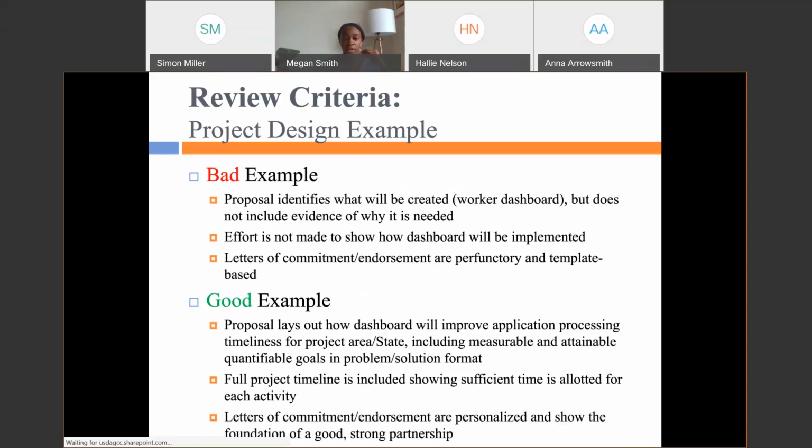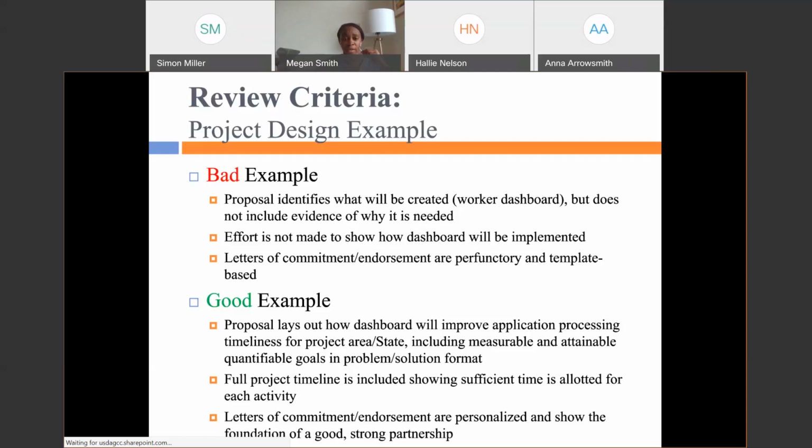A bad example might include the proposal identifies what will be created, for example, the worker dashboard, but does not include evidence of why it is needed. Or a proposal identifies what will be created, again, the worker dashboard, but does not include how the dashboard will be implemented. And lastly, a proposal includes the letters of commitment or endorsement, but they're perfunctory or template-based.